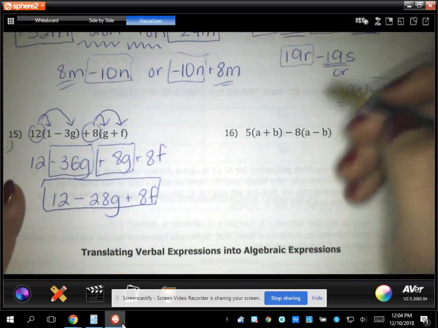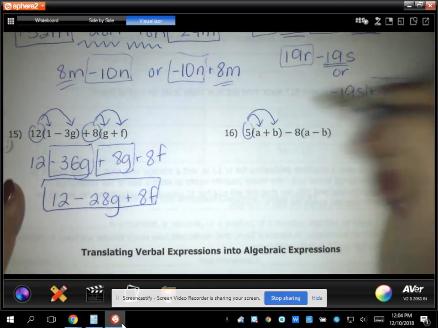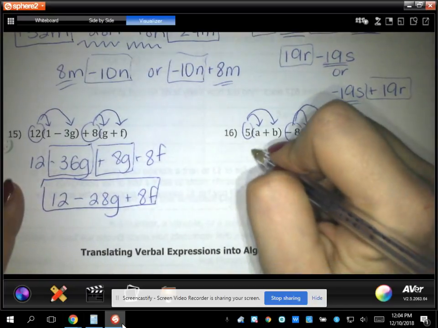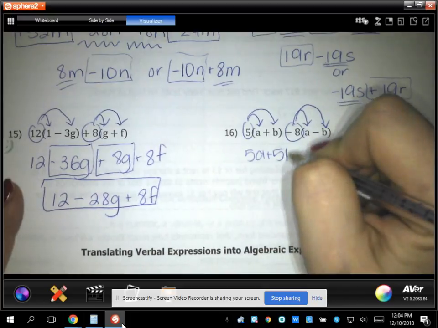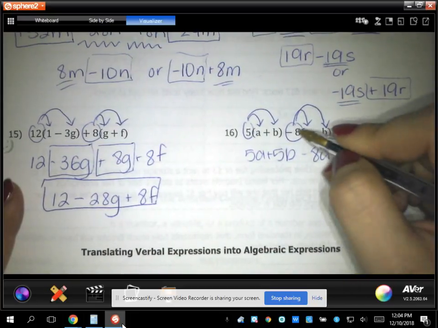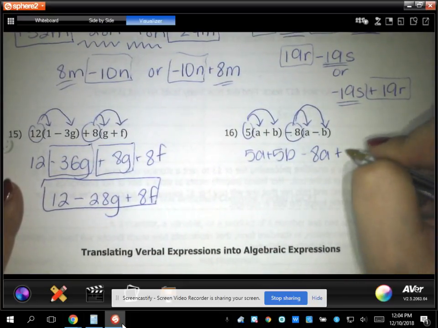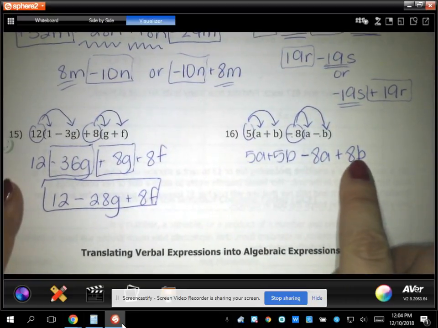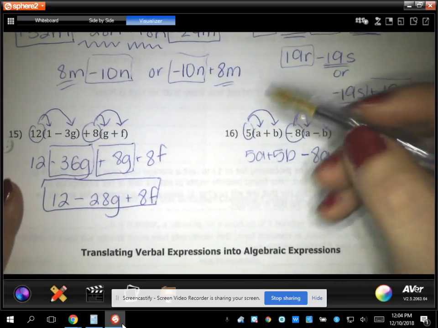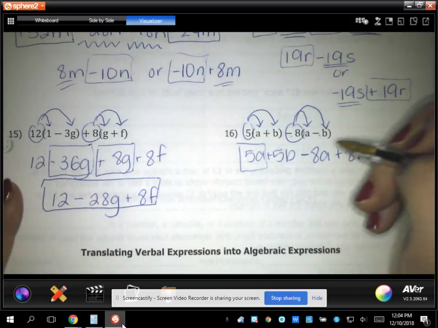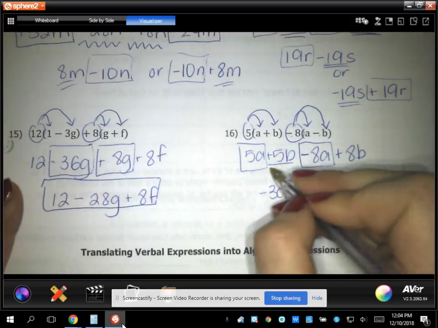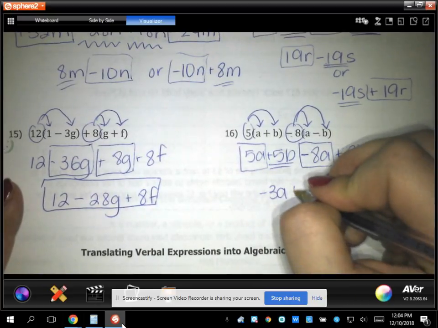Okay, and lastly, I'm going to take my 5, multiply it by these things inside parentheses, take my -8, multiply it by these things inside parentheses. I have 5a plus 5b minus 8a. Now, a negative times a negative is a +8b. That's one of those common mistakes. People will write -8b here, but it's a negative times a negative, so it's a +8b. And then I combine like terms. +5a and -8a is -3a. +5b and +8b is +13b.